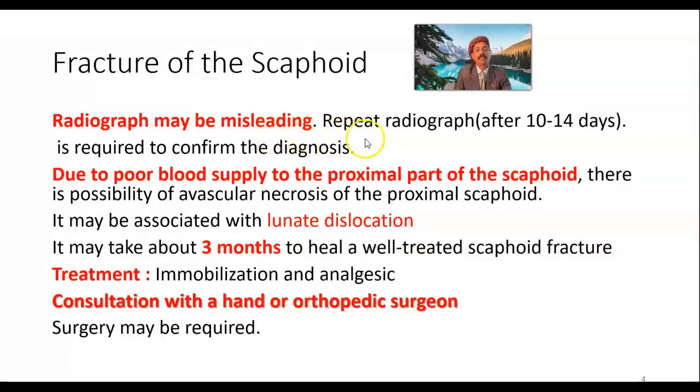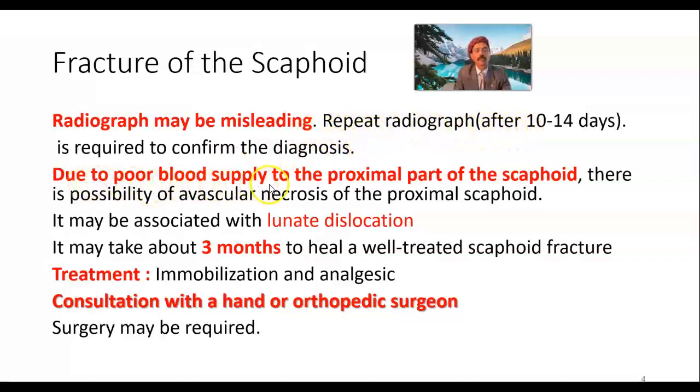Radiograph may be misleading. A repeat radiograph 10 to 14 days later is required to confirm the diagnosis. But we have the signs and symptoms. The patient has a history of falling on an outstretched hand, facing the palm down, as well as pain in the anatomical snuff box. So we'll manage the patient as soon as possible. We'll put the area in immobilization and a cast, and the X-ray should be done repeatedly to find out the line of fracture.